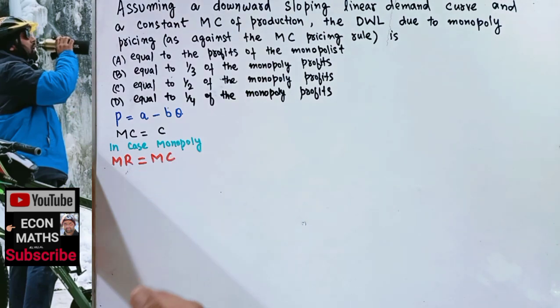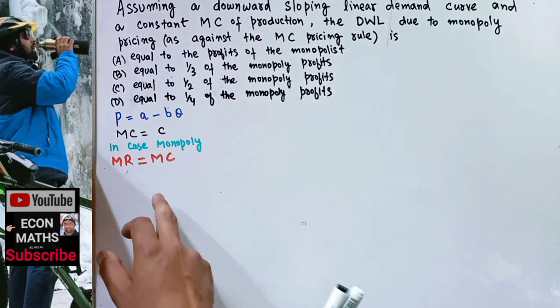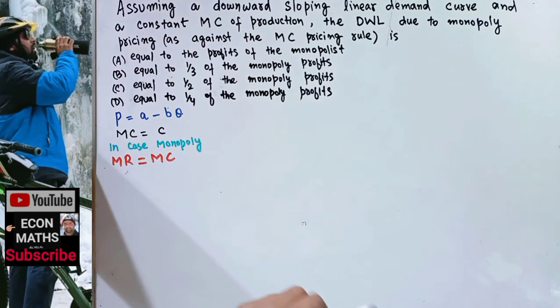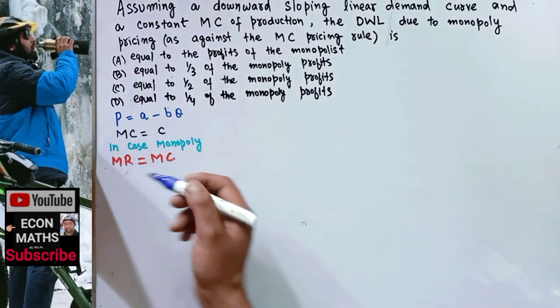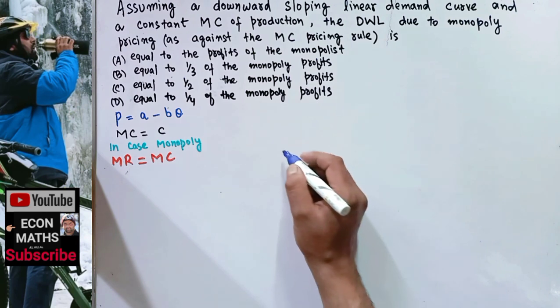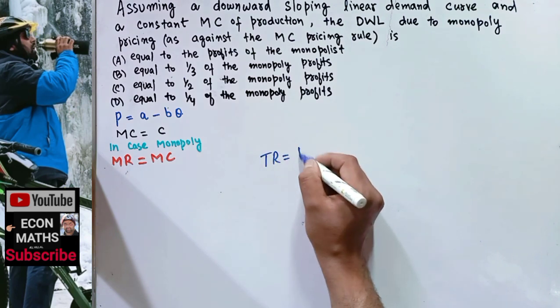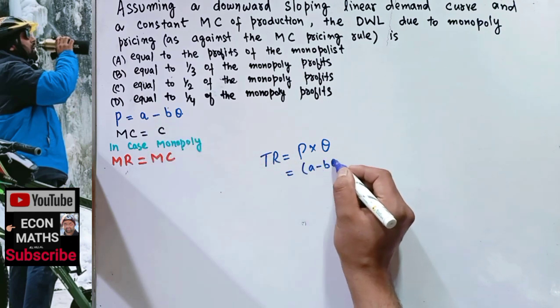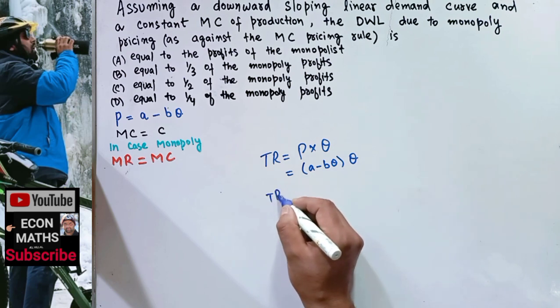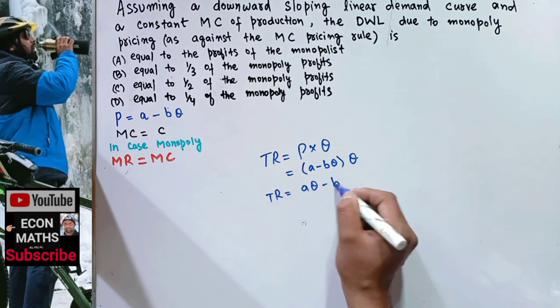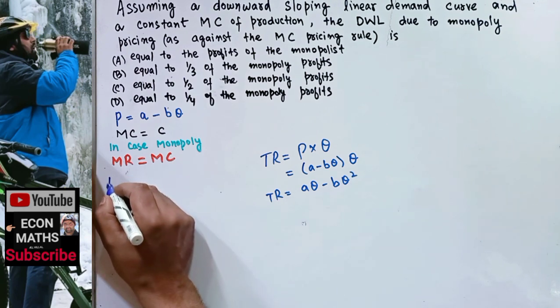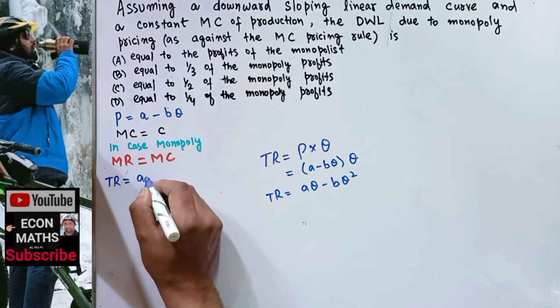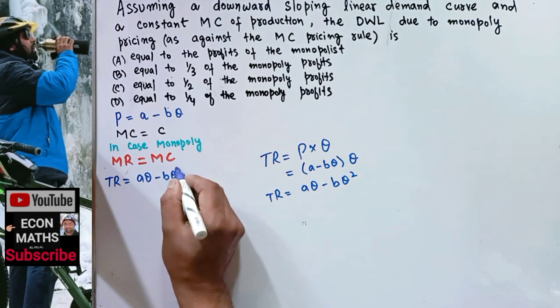First we find out the output produced in case of monopoly, then we will compare it with the output produced in case of perfect competition when there is no deadweight loss. So what is marginal revenue here? From our demand function, we can find out the marginal revenue. We know total revenue is simply equal to price into output. The price function is given as a minus bq. We multiply this with q, so our total revenue will be equal to aq minus bq square.